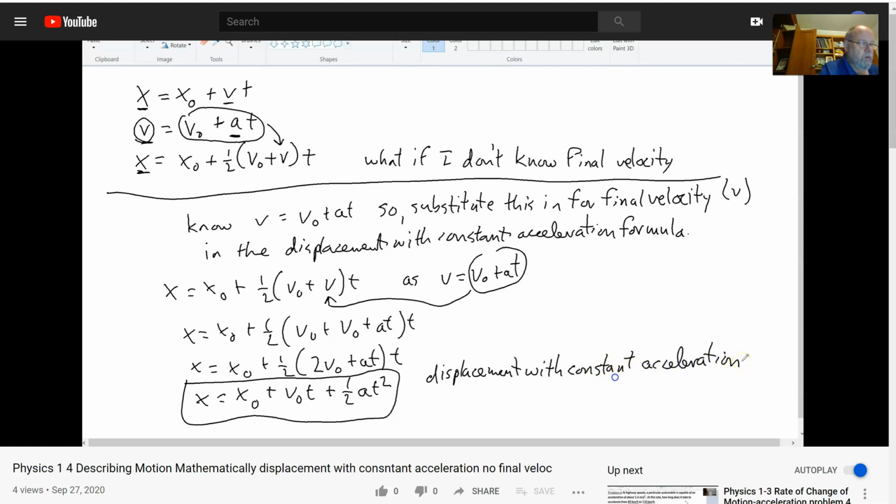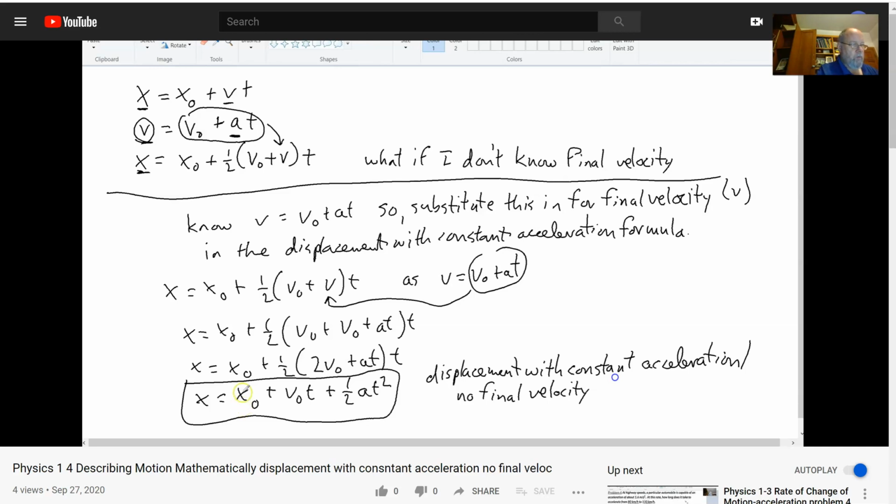Okay, and you're going, wait a minute, Marshall, we just called the other one displacement with constant acceleration. How are we going to make this one different? So we're going to just say displacement with constant acceleration, no final velocity. Because I don't have a final velocity, right? And so, if I have the acceleration but no final velocity, I can use this formula. And we'll use this formula a lot, okay?